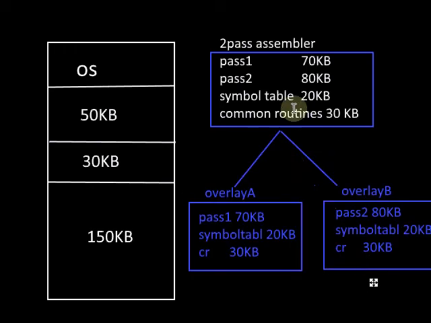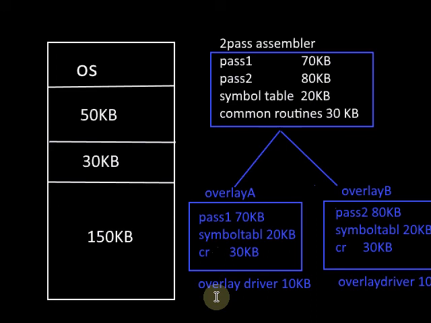Hence, we can design two overlays, overlay A and overlay B. Overlay A consists of the pass 1 code, symbol table and common routines, and overlay B consists of the pass 2 code, symbol table and common routines. Now, the programmer should design an overlay driver which is responsible to properly load first overlay A to the memory, then execute pass 1. Then again the control is passed to the overlay driver. The driver will replace overlay A with overlay B in the same partition and execute pass 2.